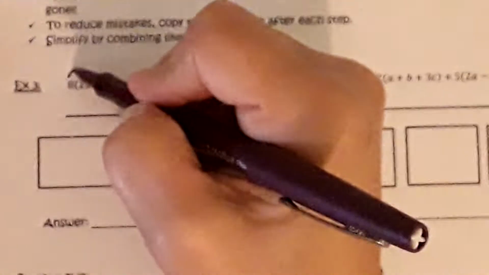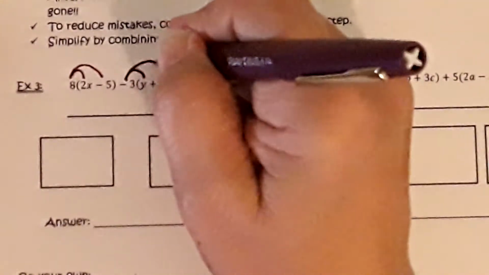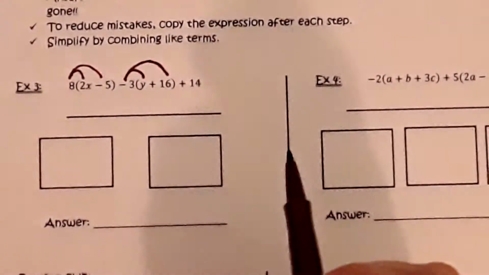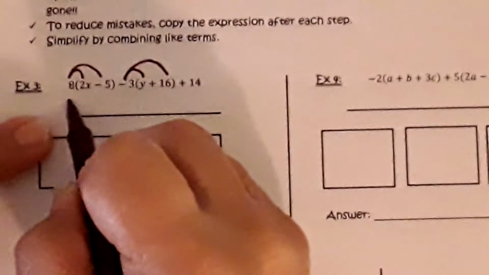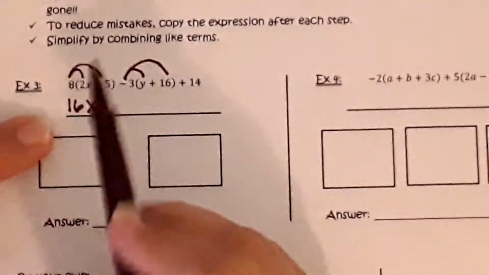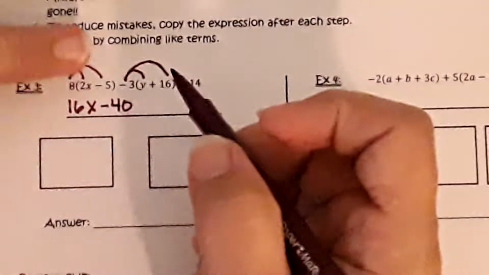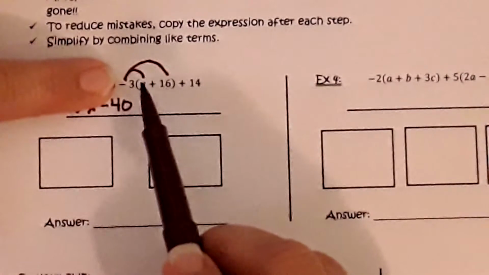So I'm going to use my little magic tricks here. And what I mean by that is my little... So 8 times 2 is 16x. 8 times negative 5 is negative 40. You guys, we're going to act like this is not here, and this is negative 3 times y.